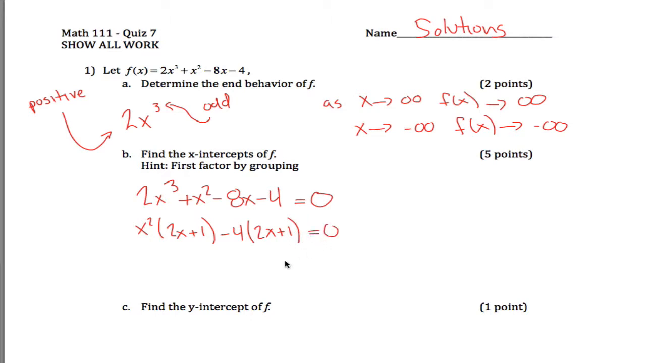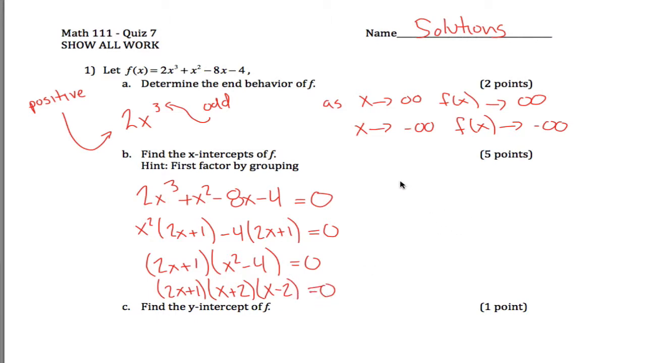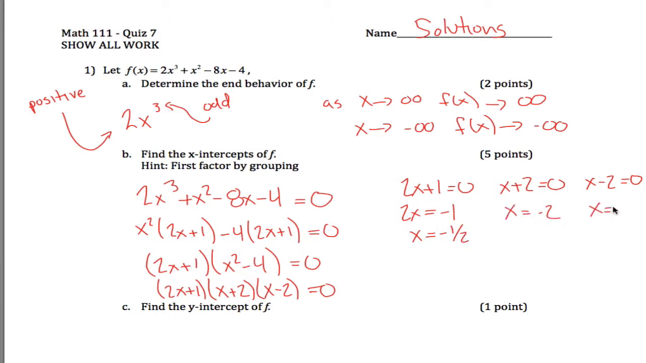And so now I have two terms that both have a 2x plus 1 in them. So I pull out that 2x plus 1, and I'm left with just x squared minus 4. But I'm actually still not done because x squared minus 4 will factor. It's a difference of squares, so it can be written as x plus 2 times x minus 2. In other words, either 2x plus 1 equals 0, or x plus 2 equals 0, or x minus 2 equals 0. So either 2x equals negative 1, in which case x equals negative 1/2, or x equals negative 2, or x equals positive 2.